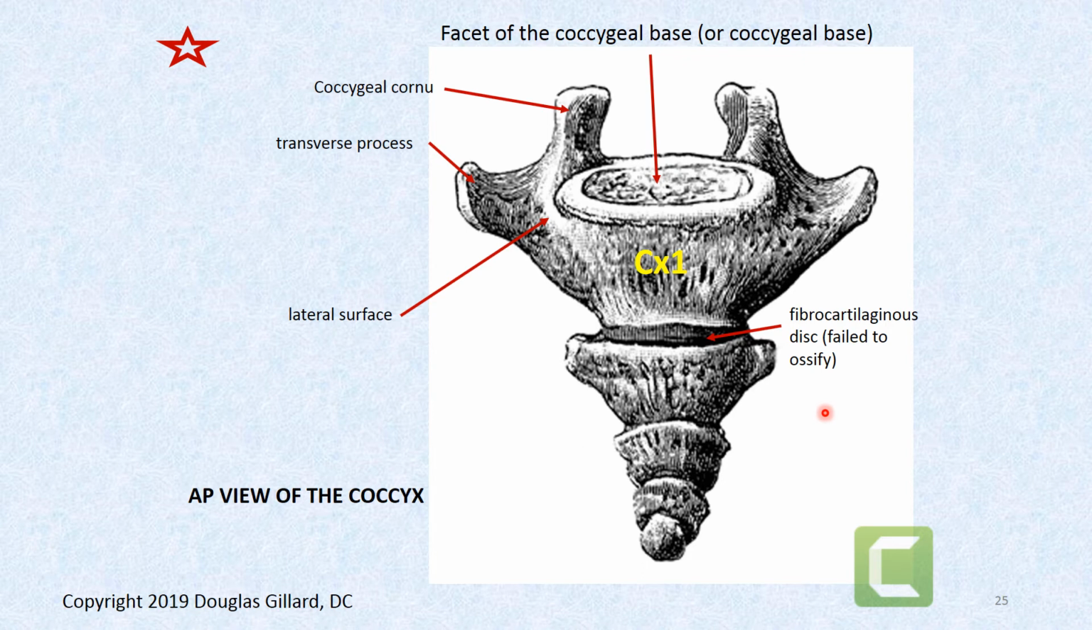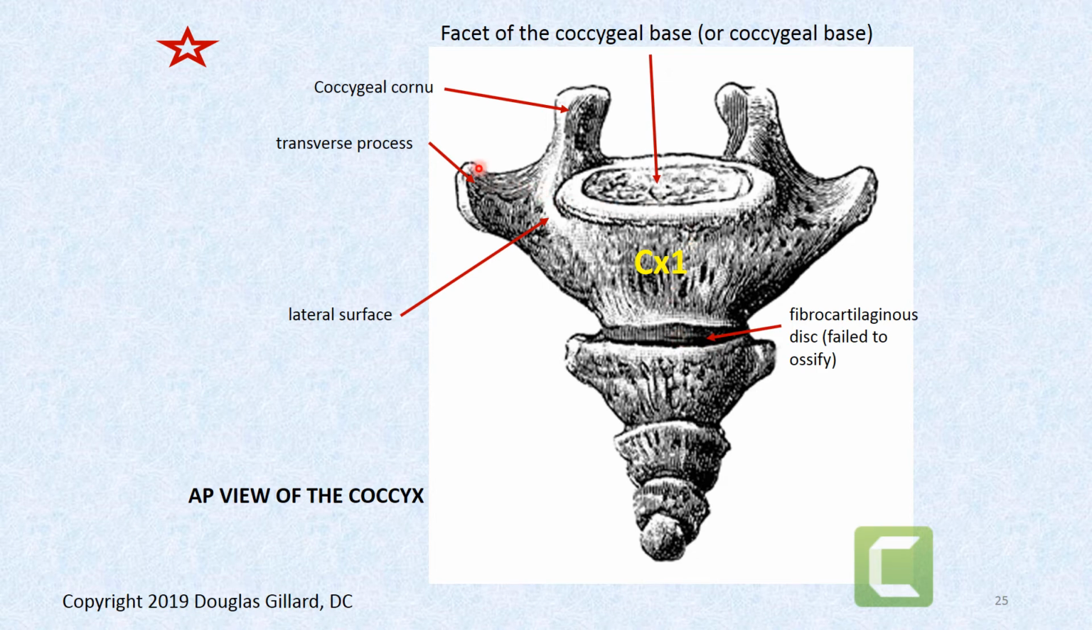Here's an AP view. Now we can see this is, how many segments does this have? 1, 2, 3, 4. This is a 5-segment coccyx. But here's actually a disc that's failing to ossify, so that might even show up on radiograph. But it would be pretty stiff, like the symphysis pubis.